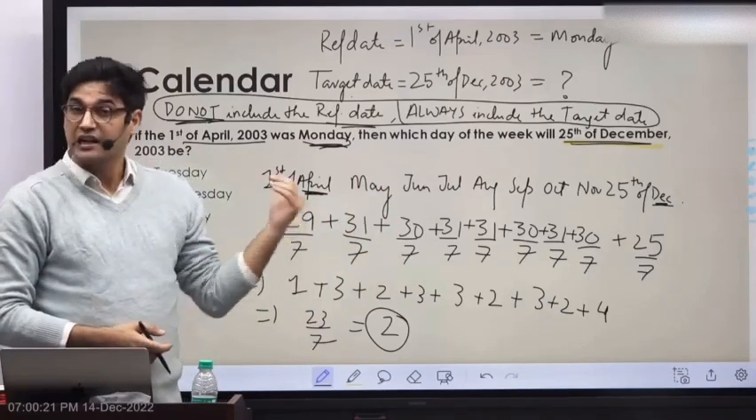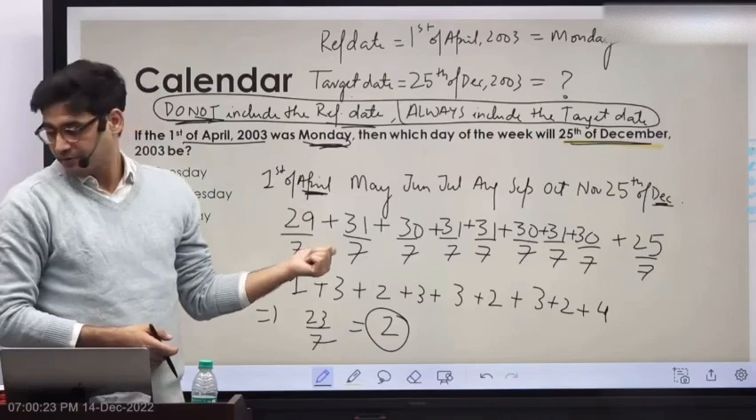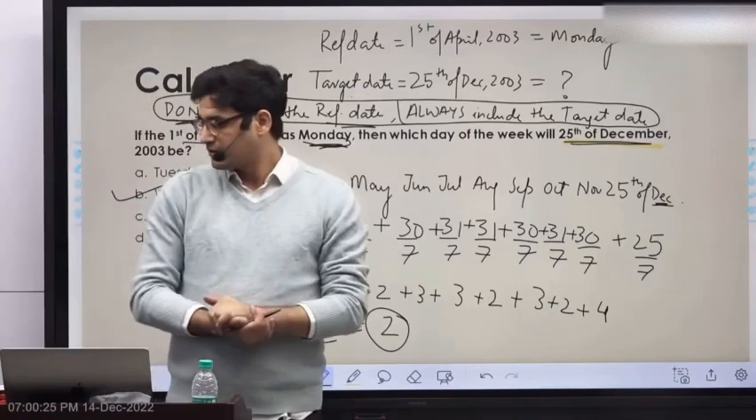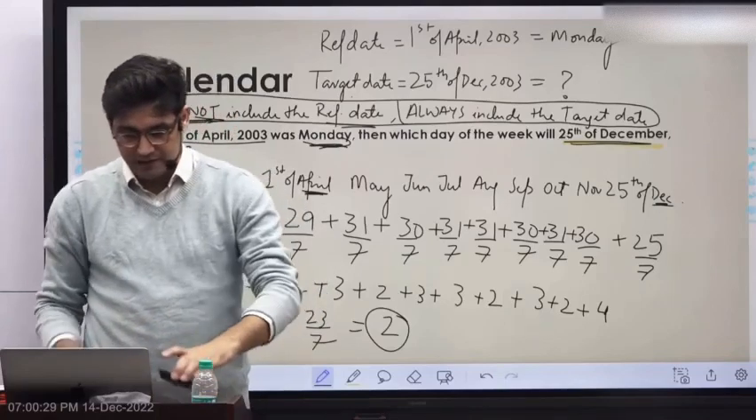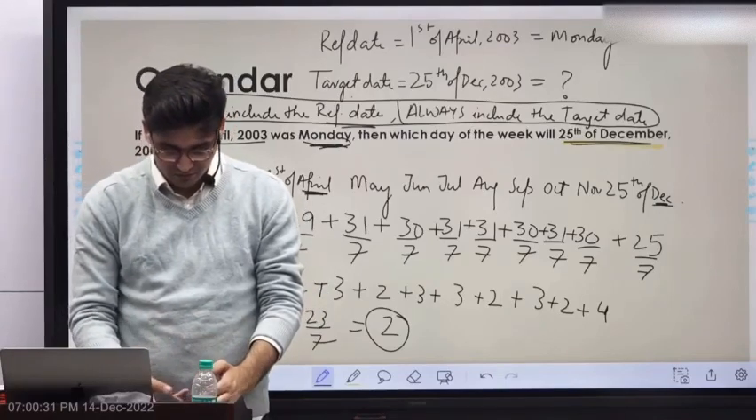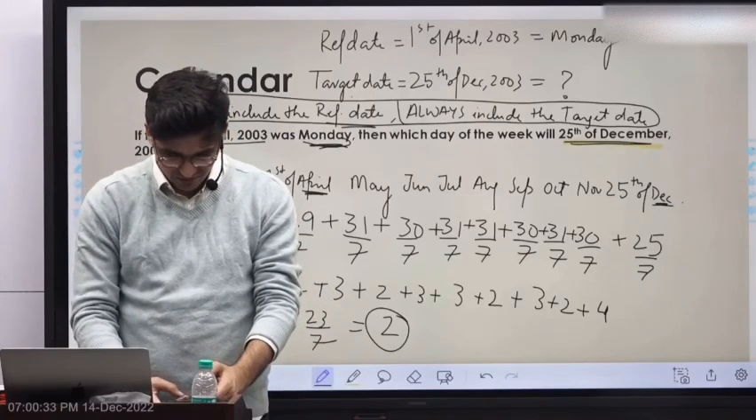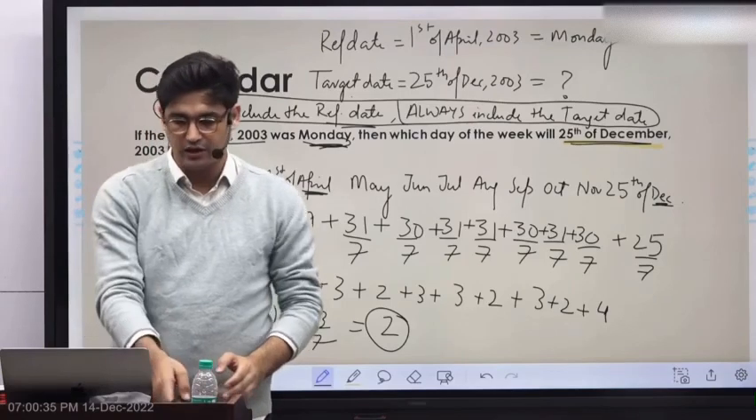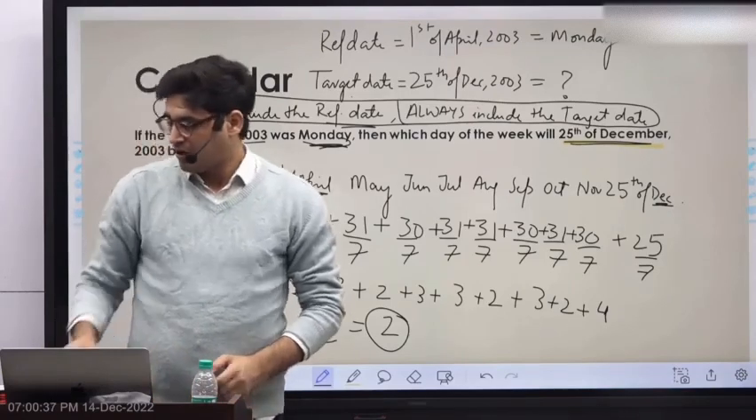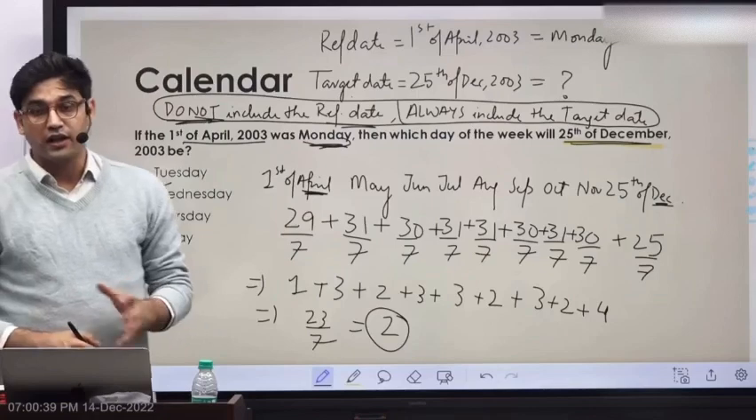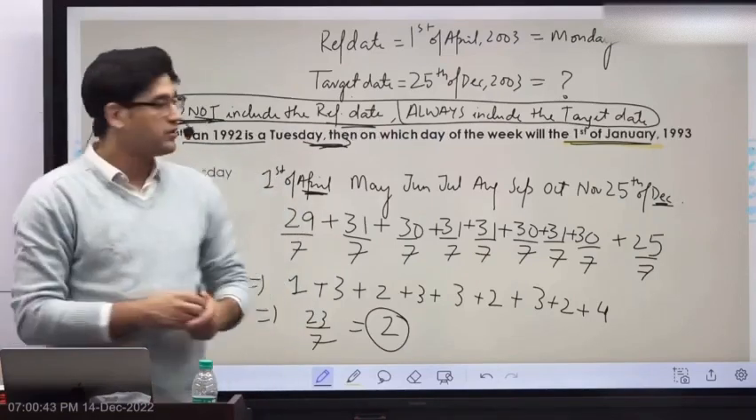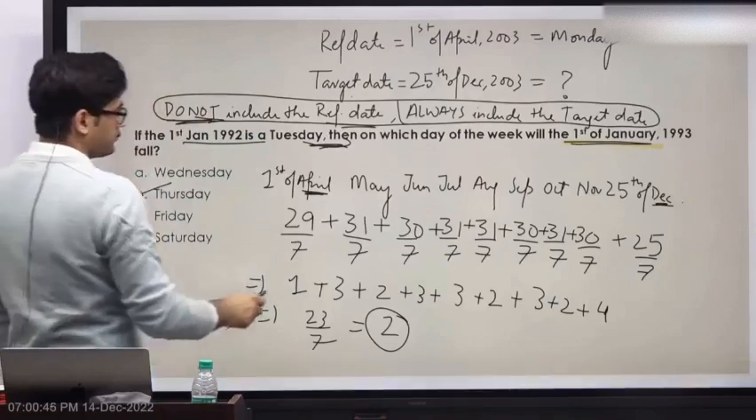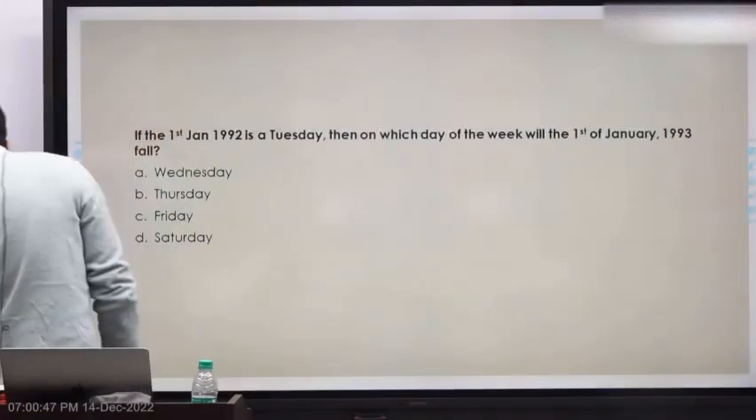Is everyone clear on this? Are you clear on this, Ishika? If you're clear on this, please let me know. All right. We can move ahead to the next one. Next question. Perfect. Clear. Fine. Let's go to the next one.